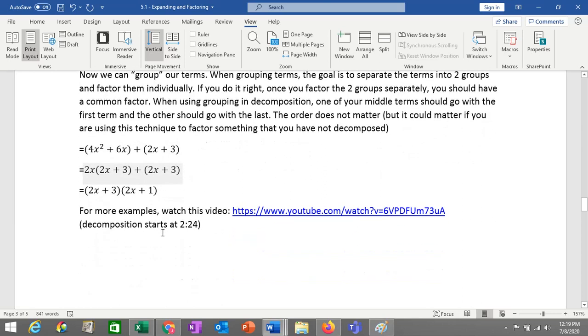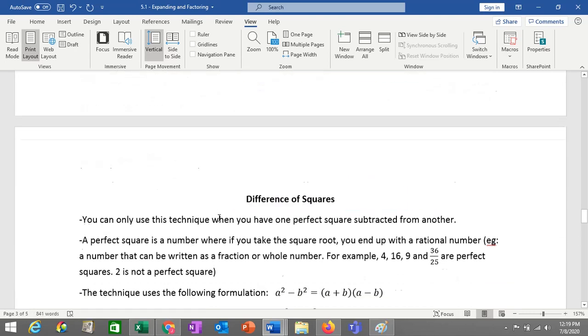So it works out. Again, if you want to see some more examples, there's a video. The decomposition method in this video starts at 2:24 if you need a few more examples.